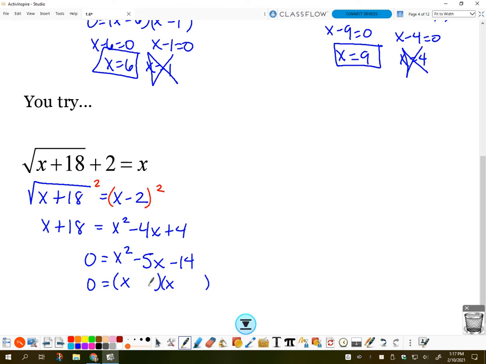I think we can go with negative 7, positive 2. So we get x is 7 and x is negative 2. So let's see if those work. 7, we're going to do 7 plus 18. And then plus 2 is equal to 7. So 7 plus 18 is 16.